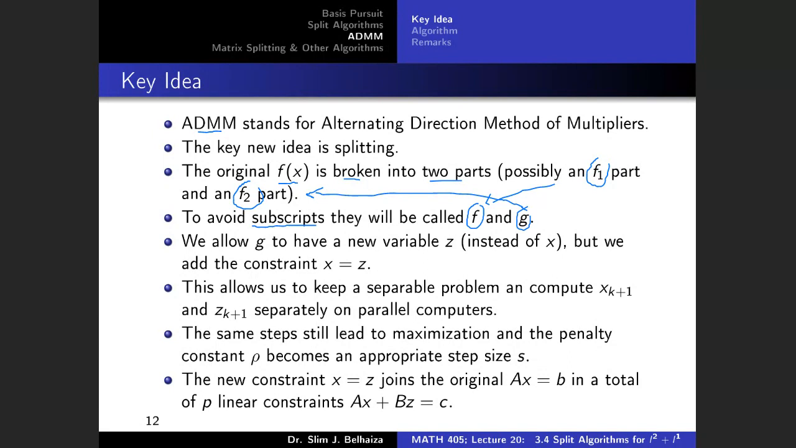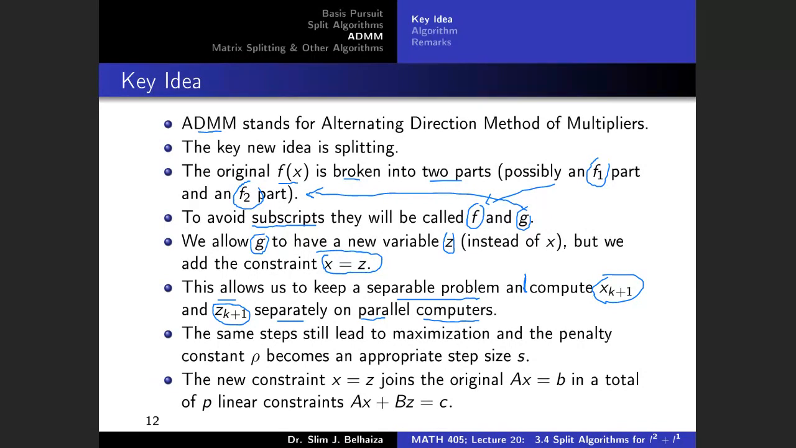We'll do the same for x. Even though we'll put the condition that x is equal to z, we will give the function g the new variable z. It's just a kind of mirror variable, to note that we're working with different names. So we'll add the constraint that x equals z. This allows us to keep a separable problem and compute x_{k+1} and z_{k+1} separately on parallel computers. So you see how parallel computation is quite important in these cases.